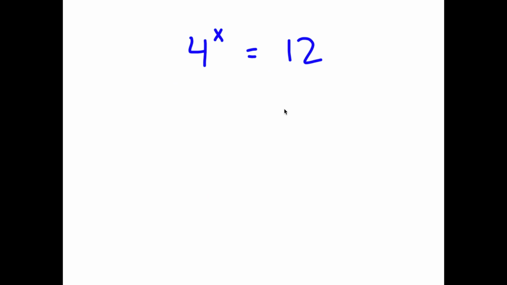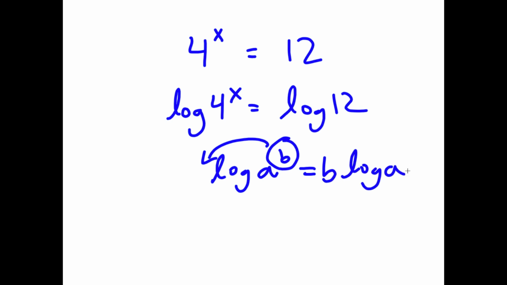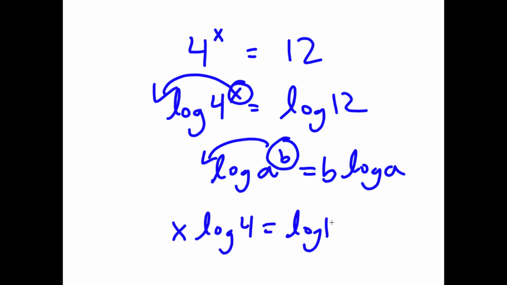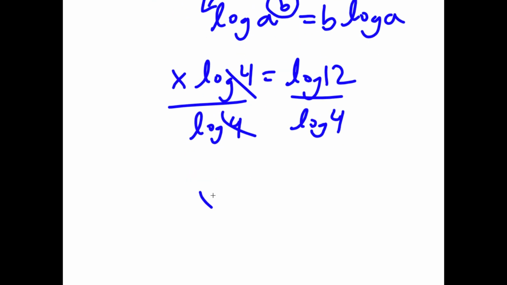Alright, so in this problem, I have 4 to the power of x is equal to 12. So to solve this, I'm going to first take the log on both sides. So I have log 4 to the power of x is equal to log 12. And if I have something in the form log a to the power of b, I can move this exponent b to the front. So this is going to equal b times log a. So in this case, I can move x to the front. So now I have x times log 4 is equal to log 12. Now, if I divide both sides by log 4, these two cancel out, and I get x is equal to log 12 over log 4.